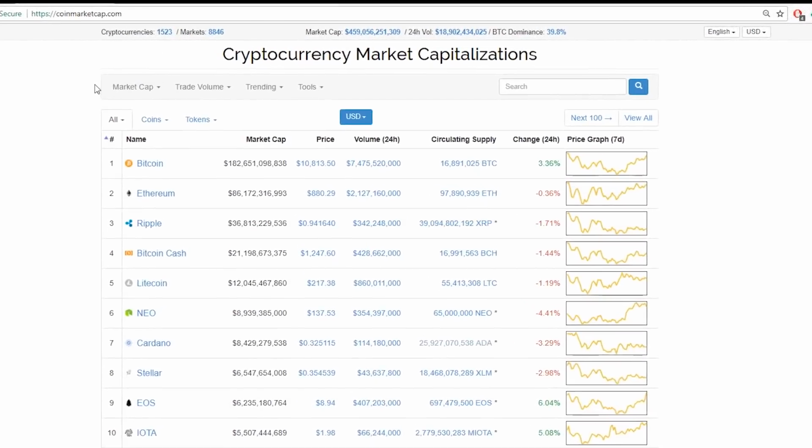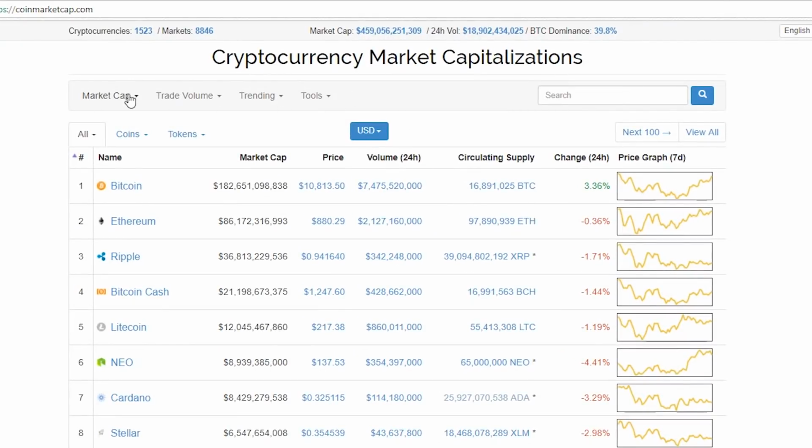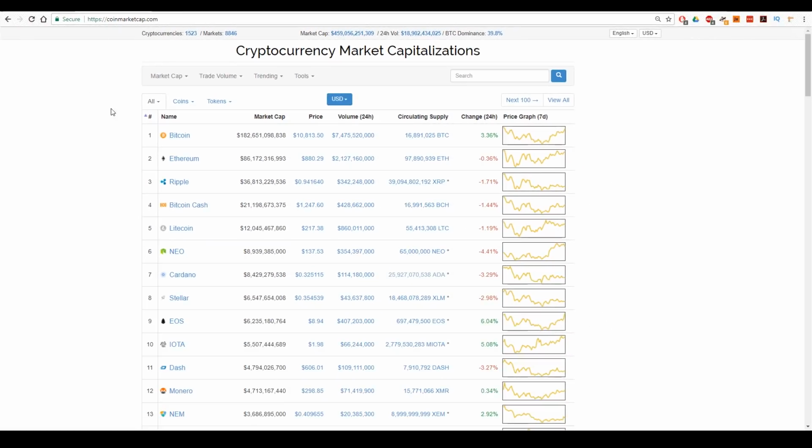So coming down, you'll see we've got different menu items here. We've got market cap, trade volume, trending, and tools. We'll come back to these in a bit. Firstly, we're just going to skip down and have a look at some particular cryptocurrencies and actually get into the meat of what CoinMarketCap can do for you. So first off, we'll just look at Bitcoin.